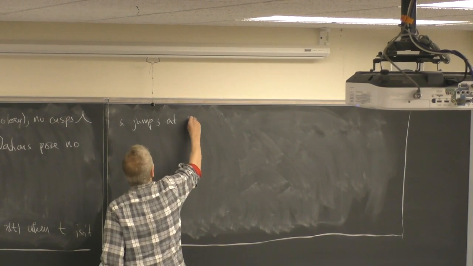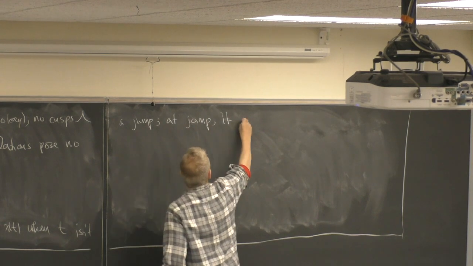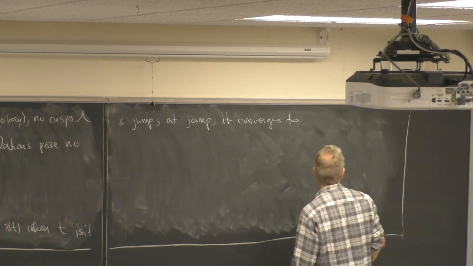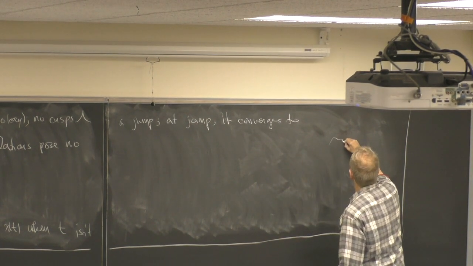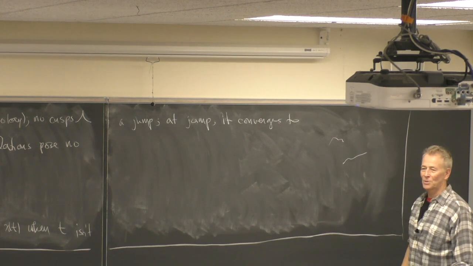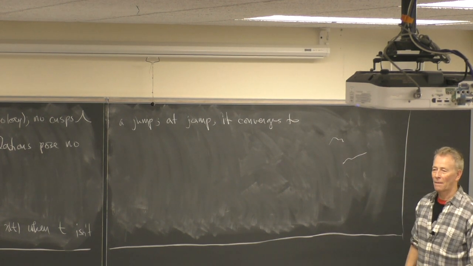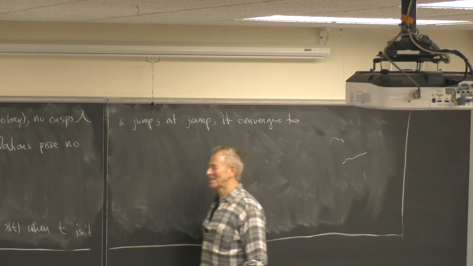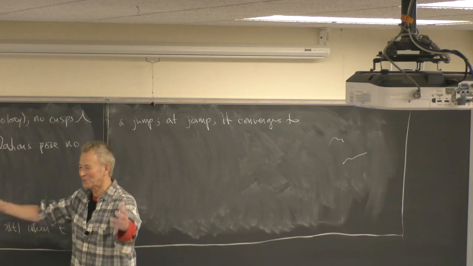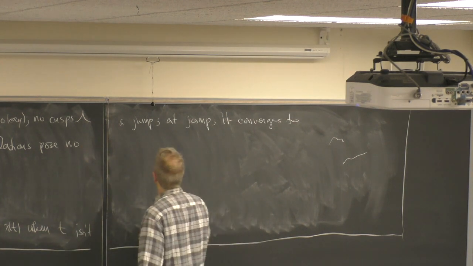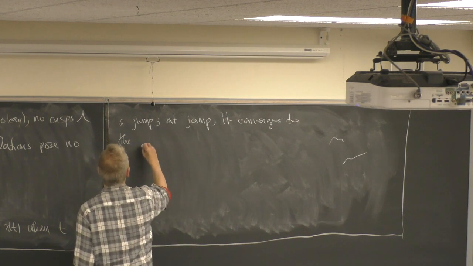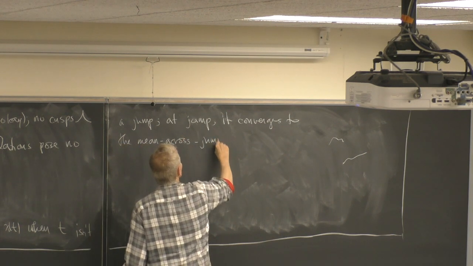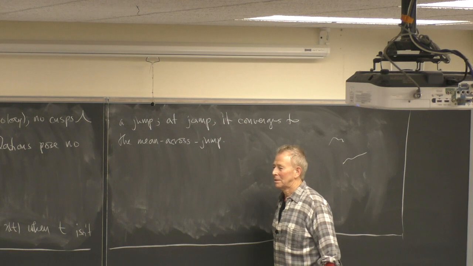At a jump, what do you think it converges to? Say I have a signal that looks like this, and then there's a jump in it. What do you think the Fourier series is going to converge to at that jump? Yeah. Who said it? Somebody said. Yeah, it's the coolest answer. It's the one that you wish is true, right? It converges to the mean value across the jump, the halfway point across the jump.